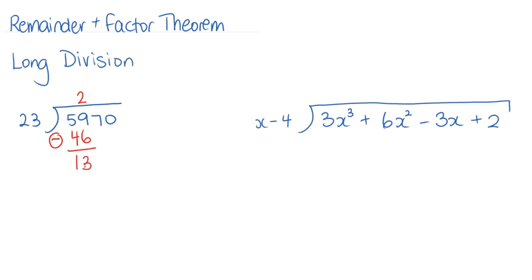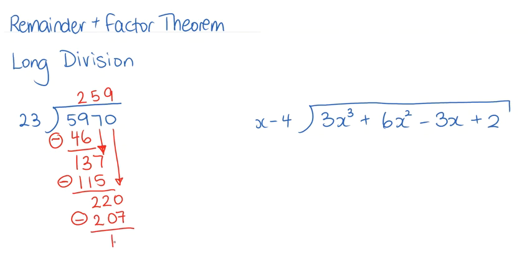Well, 23 does not go into 13, so we bring down the 7. So now we are working with 137. If we do 5 times 23, we're going to get 115. Again, we're going to subtract, and we're going to reduce it down, so now we're left with 22. Now 23 does not go into 22, so again we bring down that 0, and now we're looking at 23 divided into 220, which we can do 9 times, which will give us 207. Again, subtracting one more time, and then we get 13.